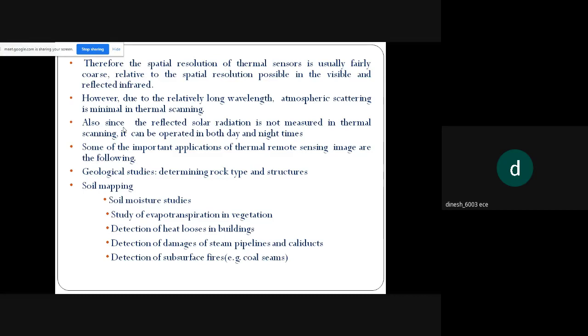The geological studies, which determine the type of rocks and structures of rocks, and then this thermal remote sensing is used in soil mapping, to find soil moisture studies, study of evapotranspiration in vegetation, detection of heat losses in buildings, detection of damages of steam line pipes and caliducts, detection of subsurface fires due to forest firing or coal firing in some factories. For all this purpose, thermal remote sensing can be used.